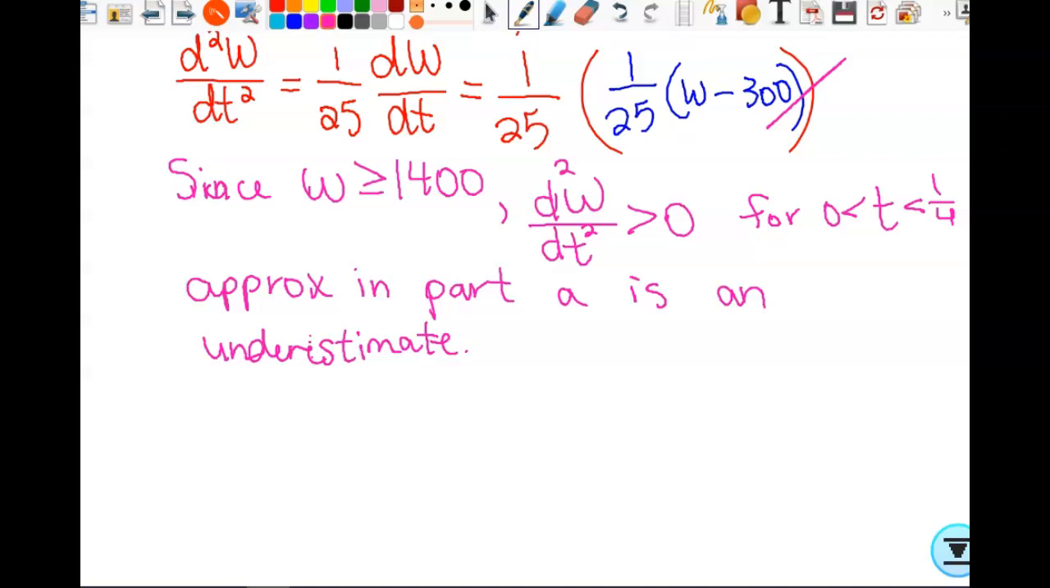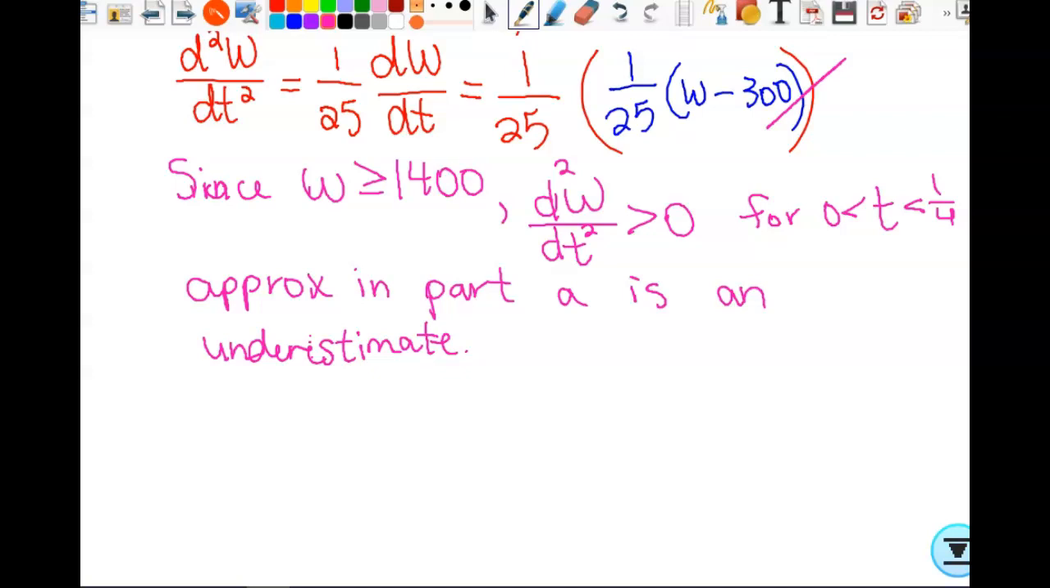Now I could say W is concave up, therefore the approximation is an underestimate, but I don't need to do that. In fact, if I did that without referencing the sign of the second derivative on the interval, I wouldn't get credit. So I have to justify how I knew it was concave up, and we knew it was concave up by looking at the sign of the second derivative. All right, any questions on that piece?